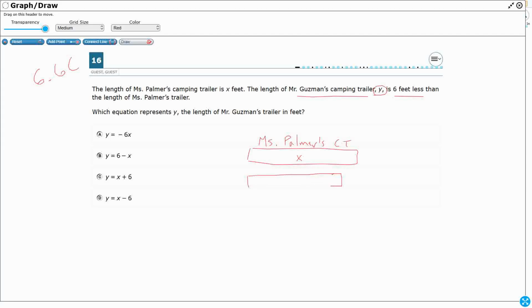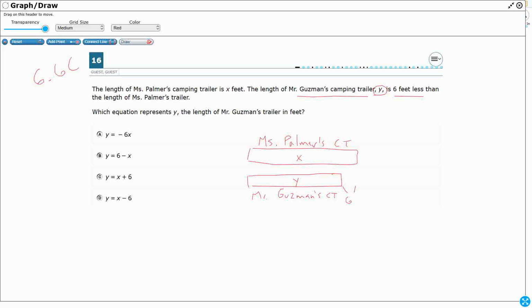I'm going to draw this like this. Say this is Y. This is Mr. Guzman's camping trailer. And I know that this right here, it's got a difference of 6, right? So that's got a 6 gap right there. All right. So which representation or which equation represents Y? The length of Mr. Guzman's camping trailer.